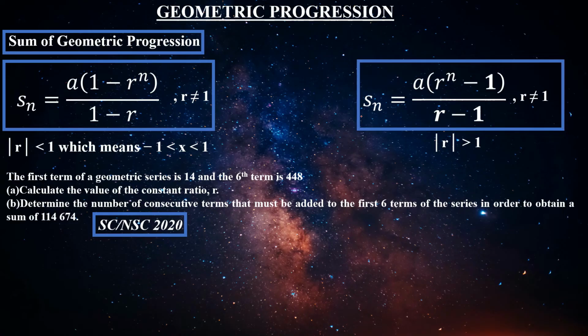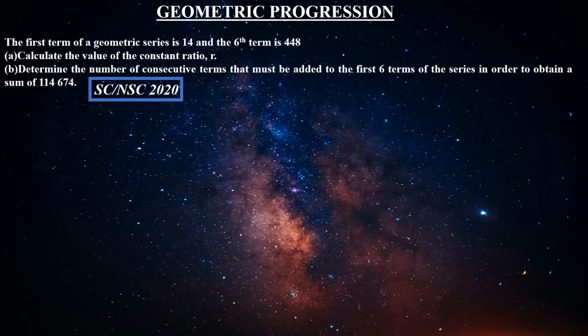So we have the first term and we have the sixth term, and we're going to use our formula. We know that our formula is Tn equals a r to the power n minus 1. We say the sixth term is 448, that is the 6th term. So we're going to say 448 is going to be 14 r to the power 6 minus 1.